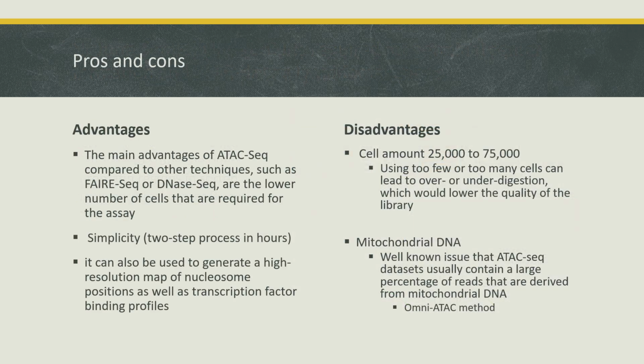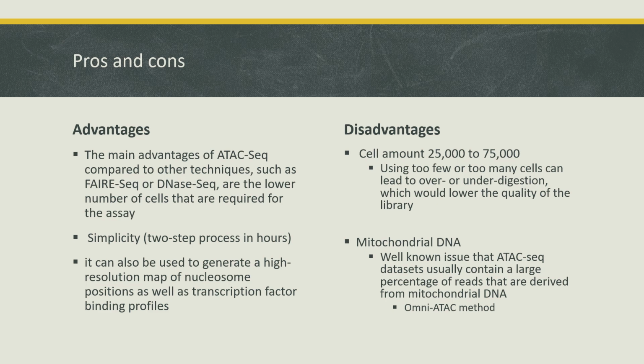The main advantage of ATAC-Seq is that there's a lower number of cells required for this assay compared to other techniques such as FAIRE-Seq and DNase-Seq. Also, because of the simplicity of this assay, since it's only a two-step process, it can be done in several hours versus the other previously used methods that can take far longer. And it also can be used to generate a high-resolution map of nucleosome positions as well as transcription factor binding profiles.